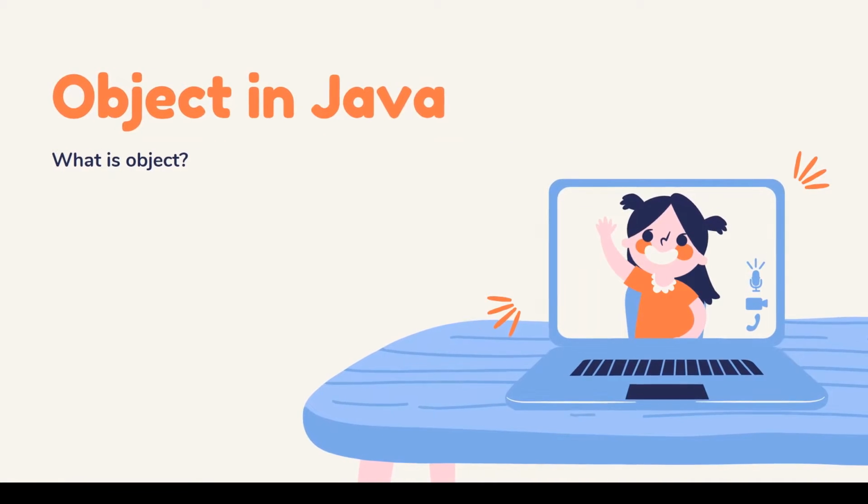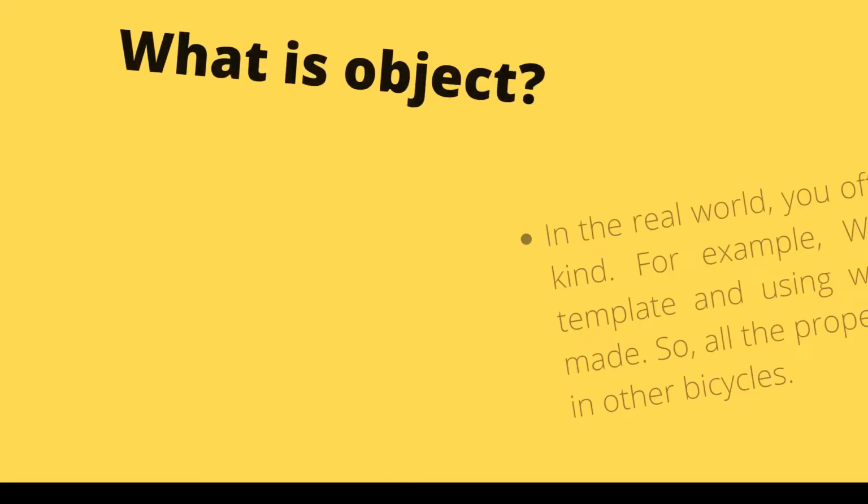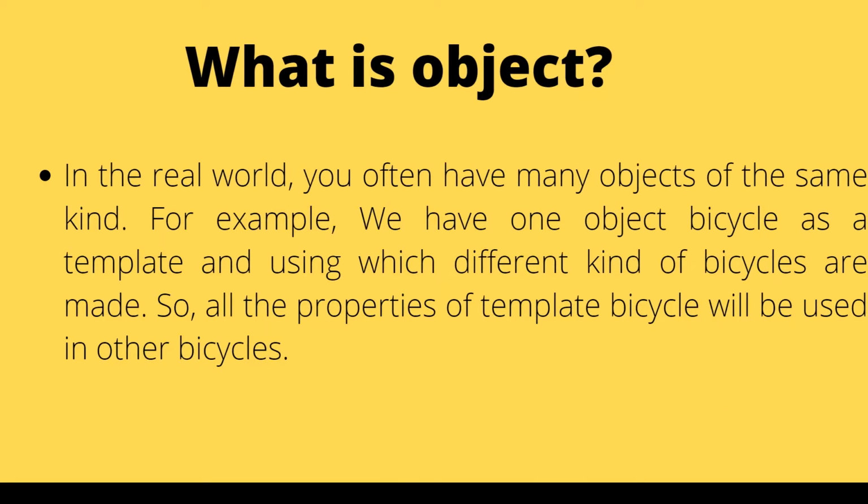So let's see what is an object. In real world you often have many objects of the same kind. For example, as we have seen in the previous slide, we have one object bicycle as a template, and using which different kinds of bicycles are made. All the properties of the template bicycle will be used in other bicycles. So basically, what is a class? A class is an ideal template, and using which objects are made, and objects will follow their behaviors and its states and all.